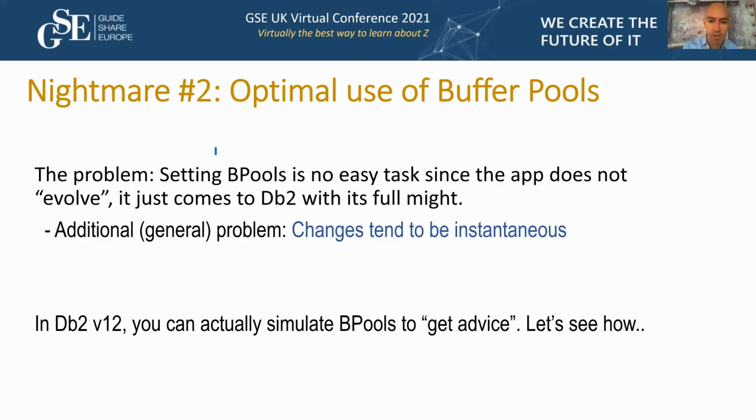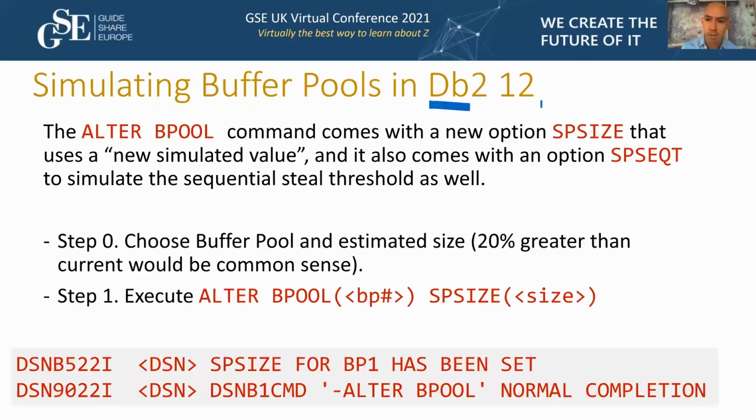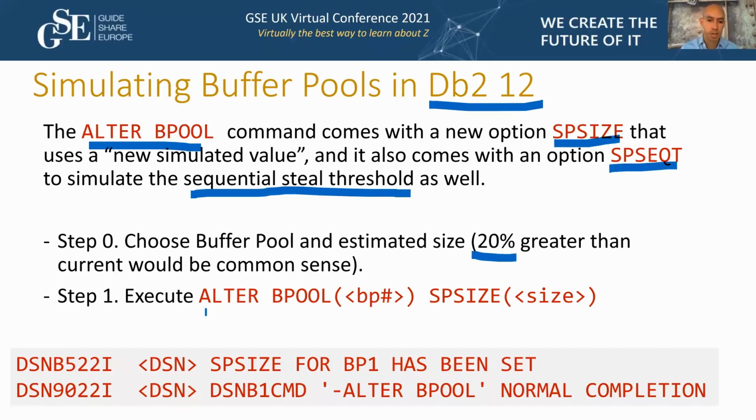It's called buffer pool simulation. Starting in DB212, I use the alter buffer pool command, and then I have the attributes SP size for the theoretical simulated size, and one of the thresholds as well, sequential steal. Let's say, for example, that I want to see what happens if I increase it by 20%. So I start my command, and then I give this estimated size, which is 20% greater than the actual size, and that's all that I'm going to say. And DB2 is going to say, sure, from now on, I am going to track it.